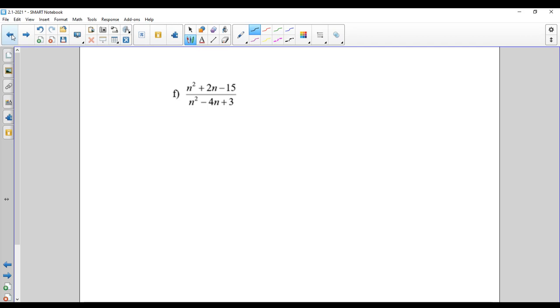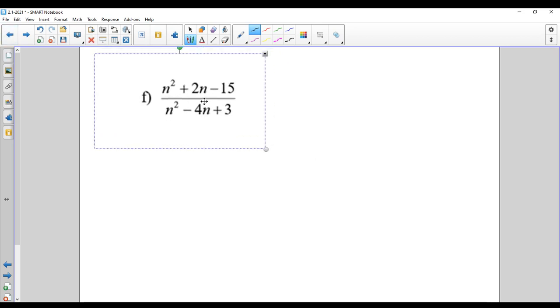All right. N squared plus 2n minus 15. The first step we said was to factor. So I need your help to factor. That's where you come in.